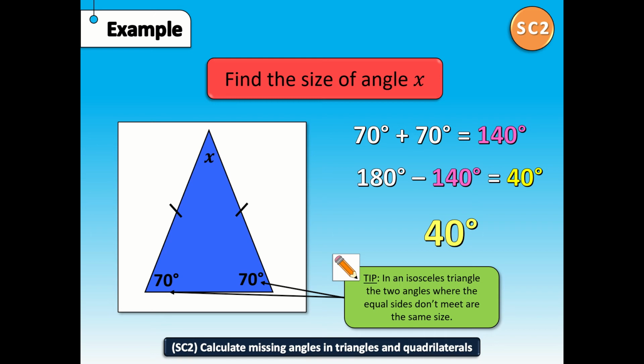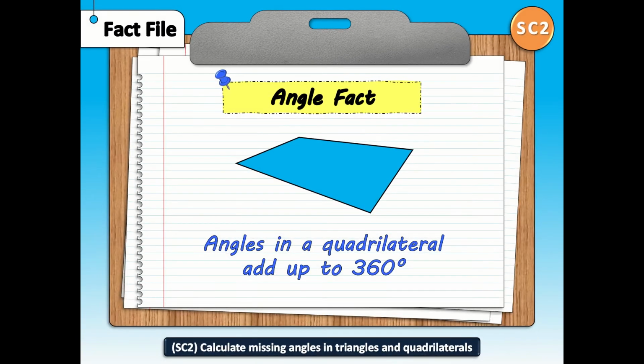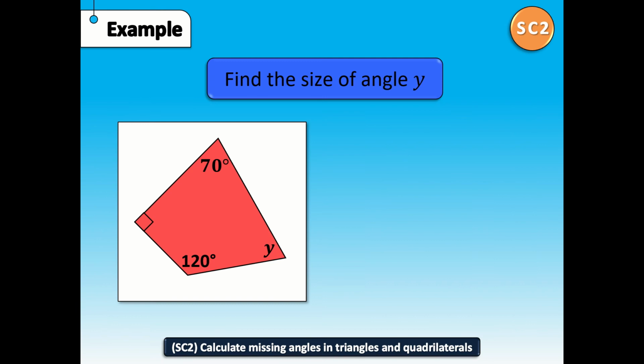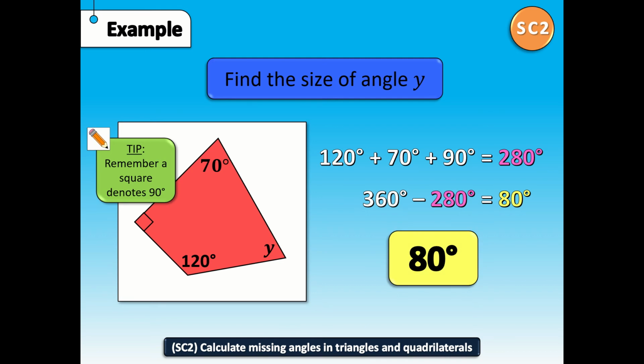Another angle fact is that angles in a quadrilateral, that's a four-sided shape, add up to 360 degrees. So if we want to find the size of angle Y, remember that square is 90 degrees. So we can add those angles together and take it away from 360. So Y is 80 degrees.